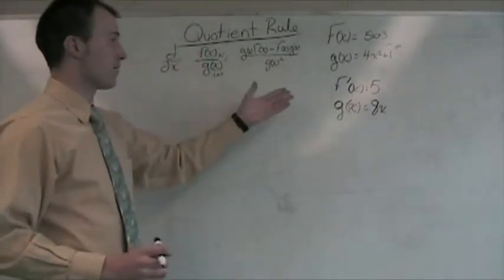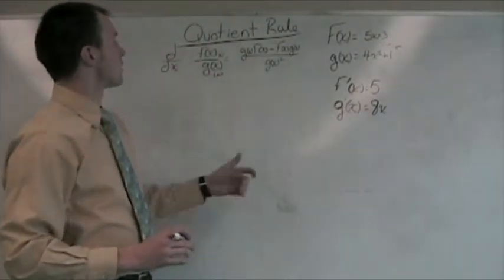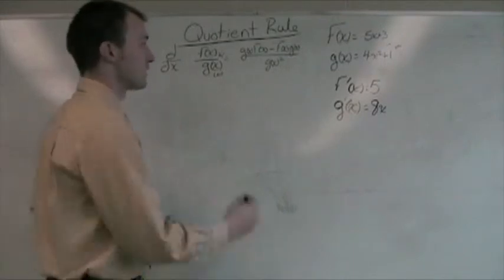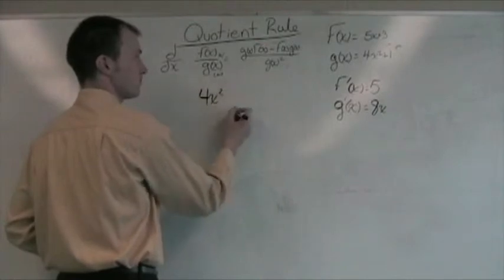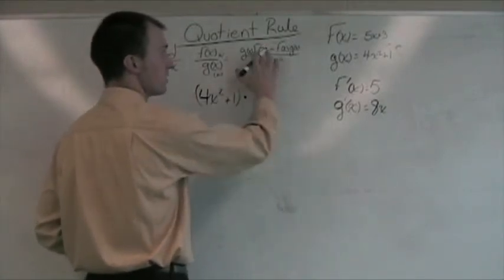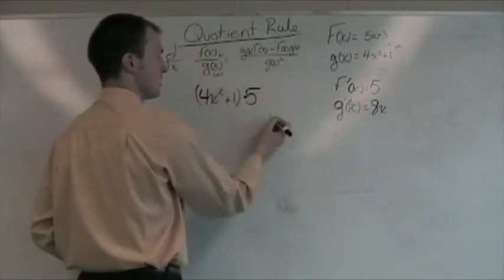So now that we have all of these pieces, oh, sorry about that, I need a derivative. Okay, now that we have all of those pieces, we're just going to plug it into the formula. So it's low, or the g of x function. So it's 4x squared plus 1 times the derivative of the high. So again, low d high. Derivative of the high function is 5.